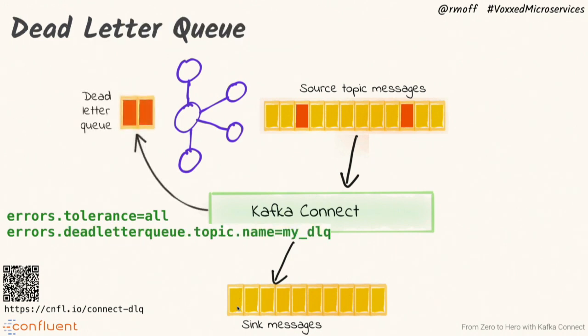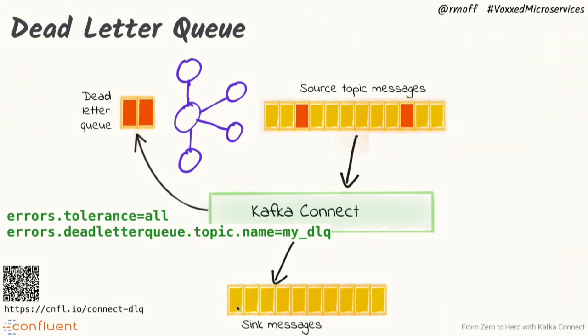And you can also say, if you hit a message that you can't process, go and send it to another topic. So that way you get all of your good messages down to your sink as they should be. You get your bad messages written to a topic, which is just a Kafka topic. So you could go and inspect it using something like Kafka Cat.